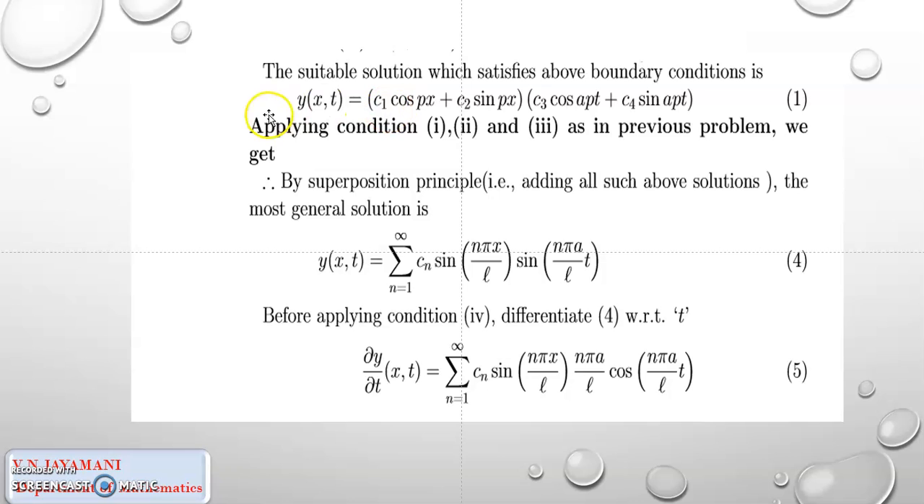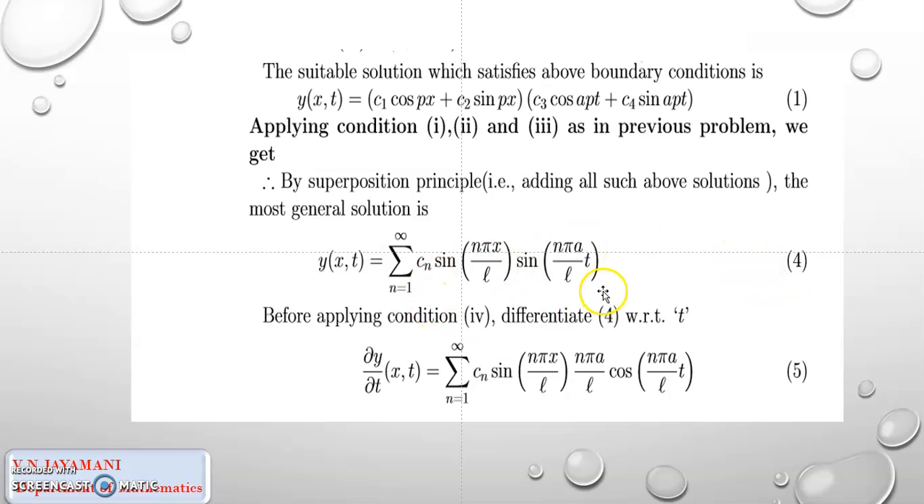We know the general solution: y of x comma t is equal to c1 cos px plus c2 sin px, into c3 cos pat plus c4 sin pat. After applying conditions 1, 2 and 3, we get y of x comma t is equal to summation n is equal to 1 to infinity cn sin n pi x by L into sin n pi at by L. Now we are going to apply the fourth condition.